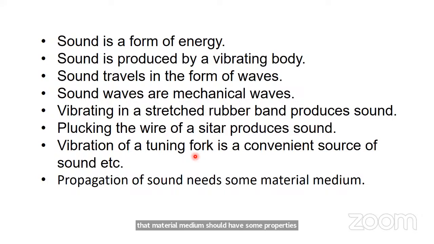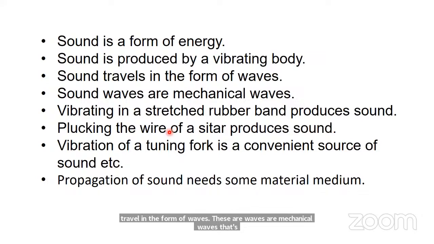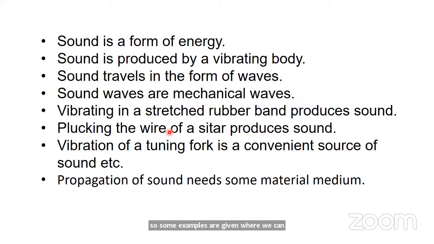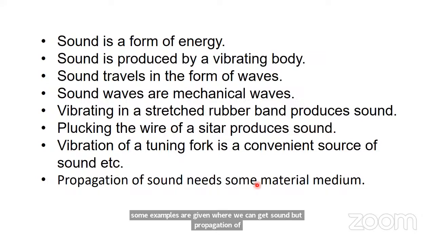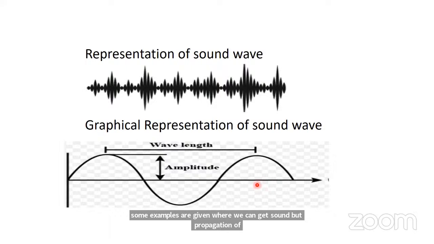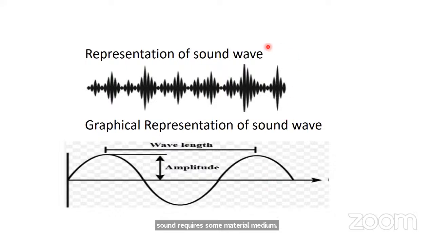Okay, so from this slide, we can say that sound is a form of energy. Sound is produced by a vibrating body. After production, it travels in the form of waves. These waves are mechanical waves. Some examples are given where we can get sound, but propagation of sound requires some material medium. Children, but how do we represent sound waves?